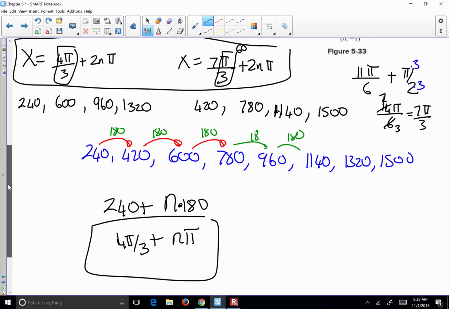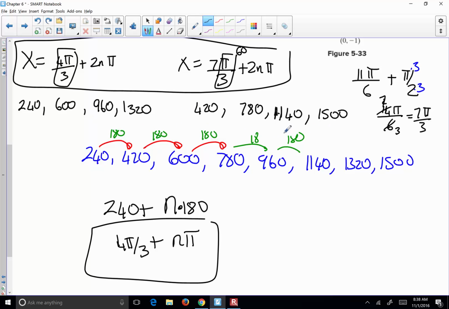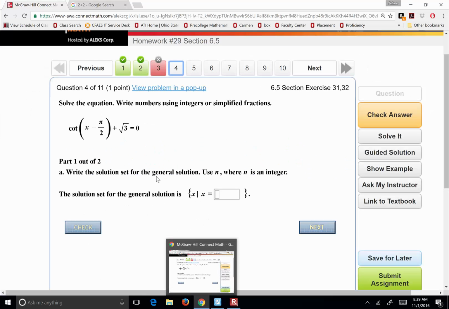How did I do it again? This is called pattern finding. I found the solutions, 4 of them. You can do 10 if you wish. I found another 10 of these solutions, lined them up in increasing order and saw a pattern between them. They are all increasing at 180. Alright, let's see if this is the one ConnectMath wants. 4 pi over 3.